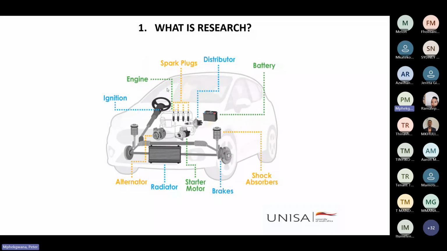So when I think of research, I think of it as a car because it moves us from point A to point B. Even research moves us from point A to point B. It moves us from the problem to a solution. Because in your research, you'll have a research problem. That is the problem. We're at point A. The country is at point A.